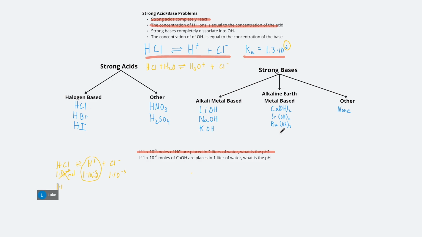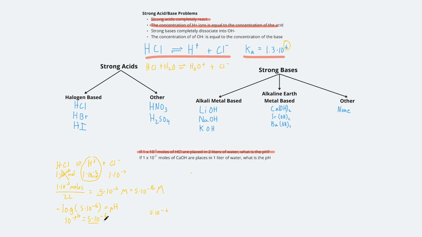So we do 1 times 10 to the negative 5 moles divided by the 2 liters, which is going to give us 0.5 times 10 to the negative 5 molarity. And I would get the 0.5 into a whole number, so change that to 5 times 10 to the negative 6 molarity. Now calculate pH like we talked about in the last video. So that would be negative log of 5 times 10 to the negative 6 equals pH. So 10 to the negative pH equals 5 times 10 to the negative 6.